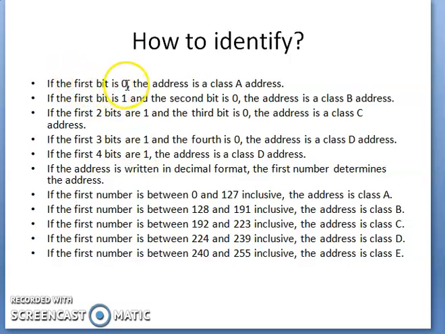Now, if the first bit is 0, then it is a class A address. If the first bit is 1 and the second bit is 0, then it is class B. If the first two bits are 1 and the third bit is 0, it is class C, and so on. You can even remember these ranges which are given over here in the slides, so that you can easily identify the class of a given IP address.